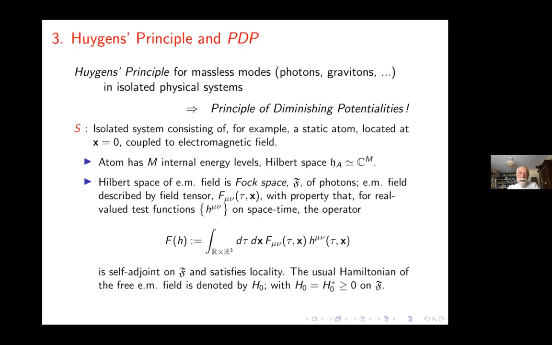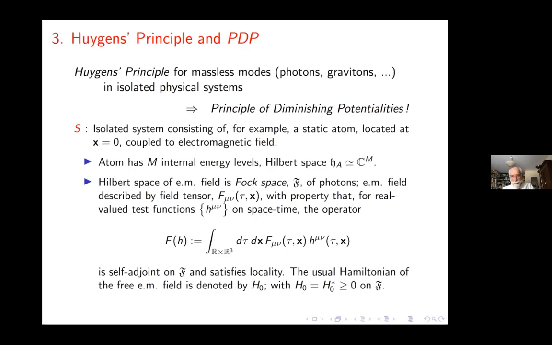The atom has certain internal excited states, internal energy levels. Let's suppose it has M internal energy levels, then the Hilbert space of the atom can be taken to be C^M. We can imagine that M is finite in order to eliminate all technicalities. The Hilbert space of the electromagnetic field is the Fock space of the photons that everybody has learned from Jan Dereziński's book. The electromagnetic field can be described by a field tensor F_μν(τ, x).